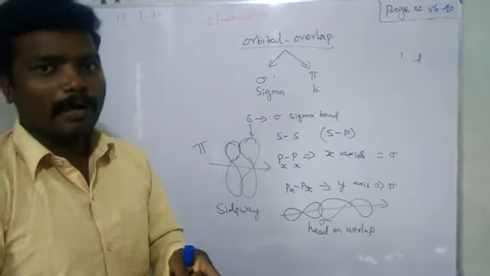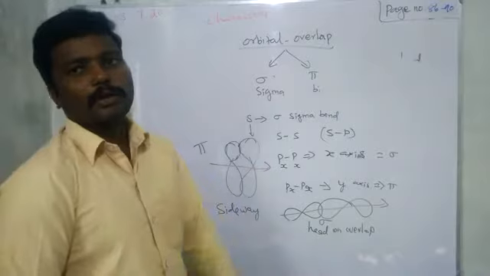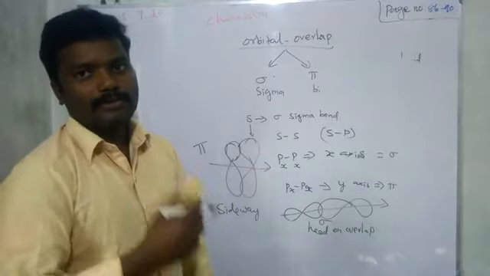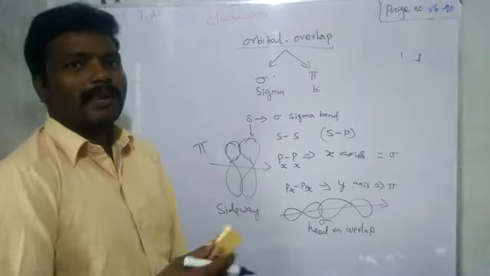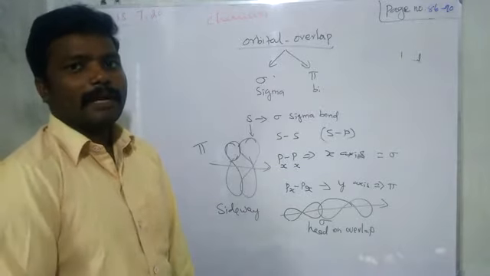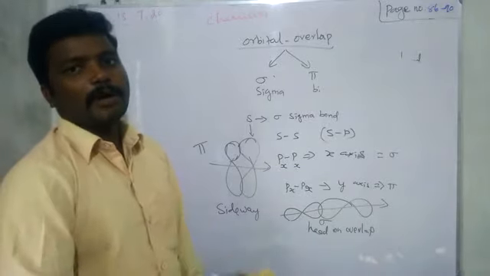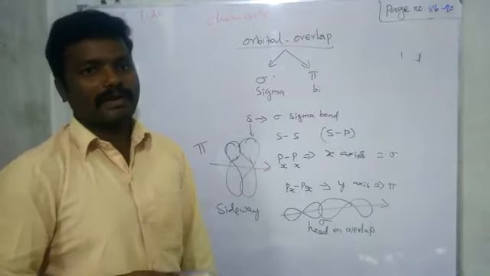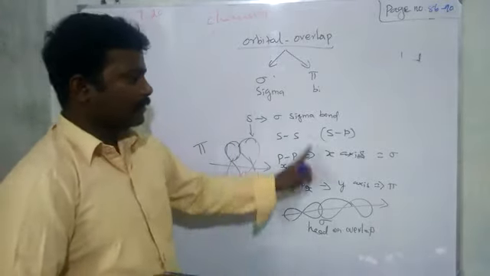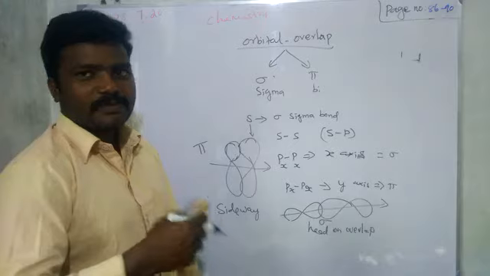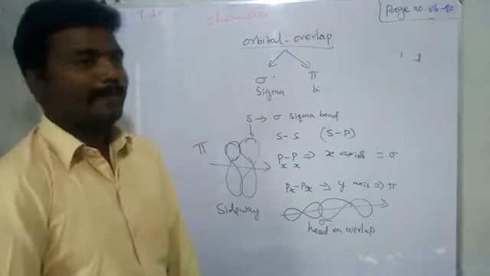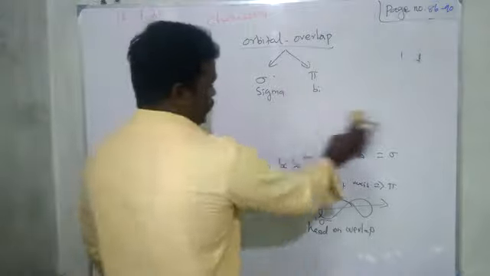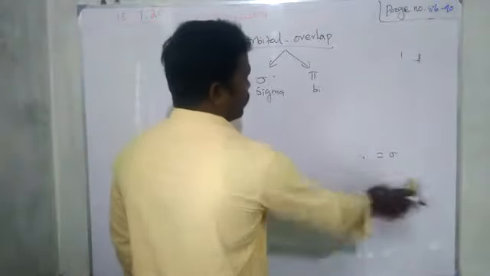One is sigma bond. Wherever the s orbital undergoes the overlap, it will produce sigma bond. Other than s orbital, the orbitals in the same axis, the molecular axis, undergoing the overlap also produce sigma bond. If the overlap takes place other than the molecular axis, it will produce pi bond. Now a few examples we are going to learn.